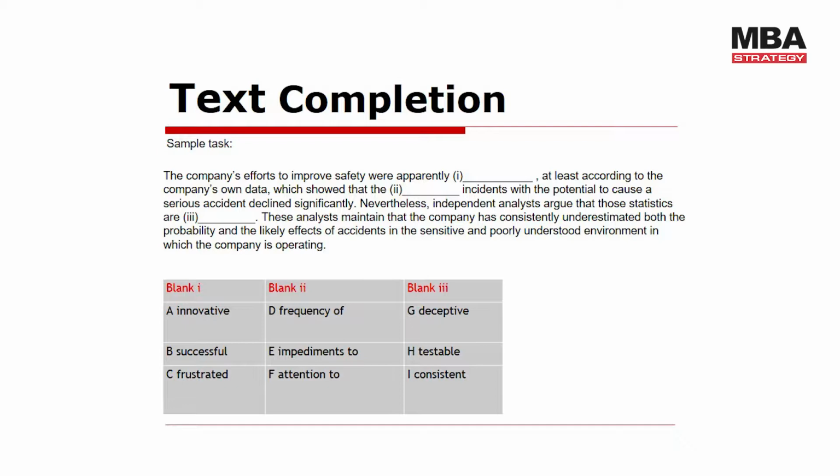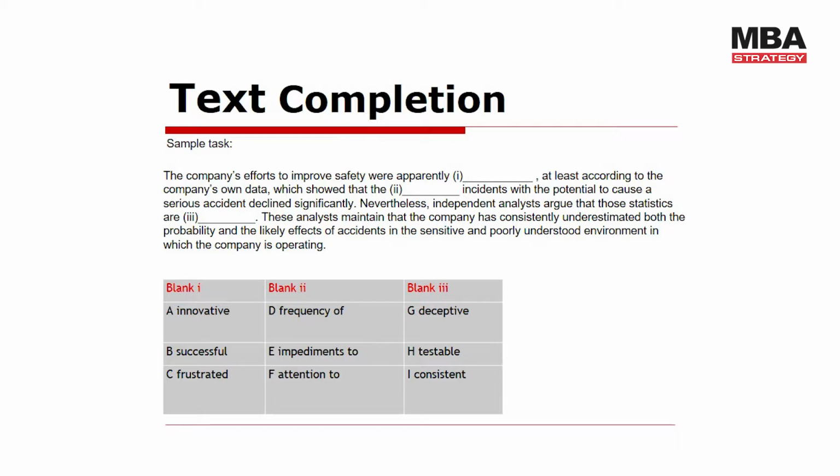Blank number 1: innovative, successful or frustrated. Successful, this is 100% what we need. Innovative doesn't fit here at all, and frustrated, well, efforts cannot be frustrated whatsoever, so we cannot choose it. Then, number 2. We put the number of, but there is no number. Is there something similar? Yes. Variant D says frequency. Frequency in this context is approximately the same as the number of incidents, and we can substitute one with another. Variant D is correct here.